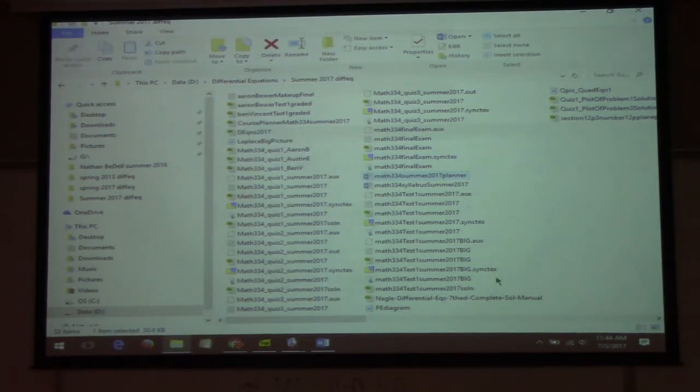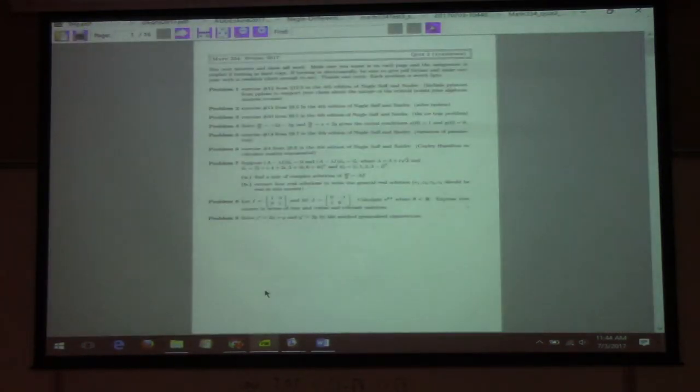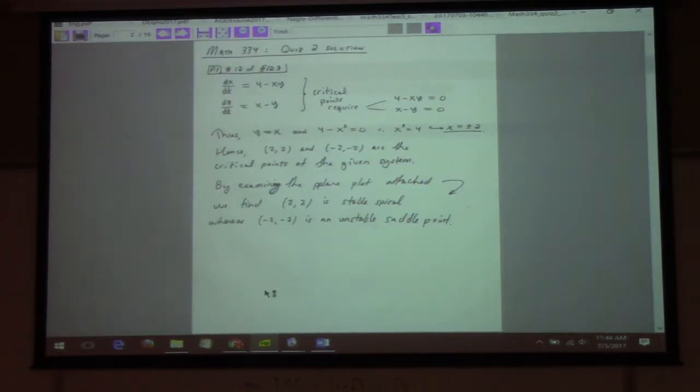We had quiz 2, right? So one of the things you need to know is how to find critical points. Finding critical points is easier than analyzing them. Analyzing critical points would be kind of a tough question unless I give you the phase plane plot, right?